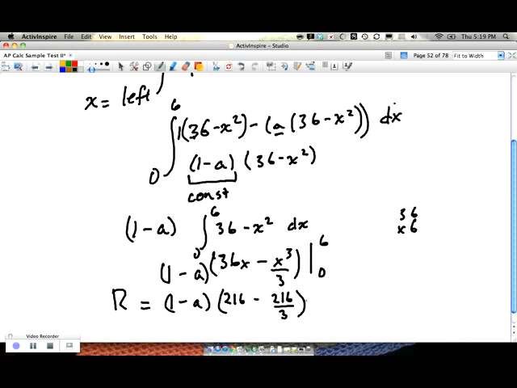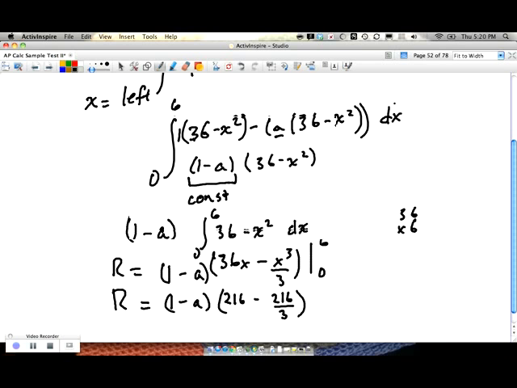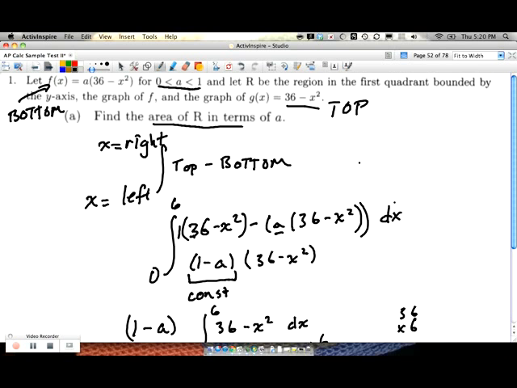So r is equal to this. Now, in fact, we could have simplified this even without having to multiply that out. We could just plug in the 6 and show that it was going to multiply, but we didn't have to actually simplify that. So that's part A.